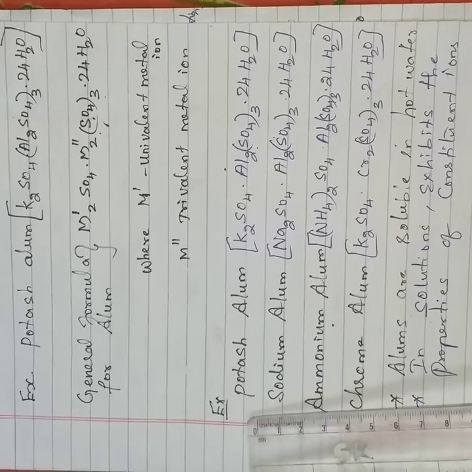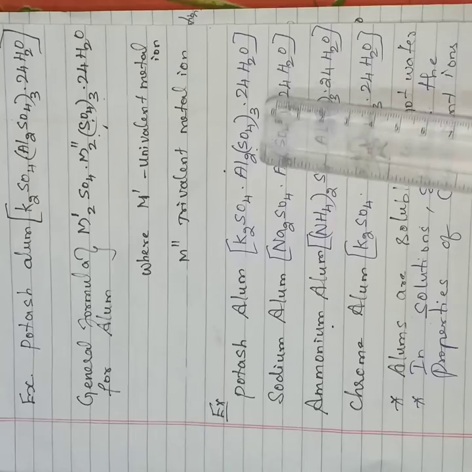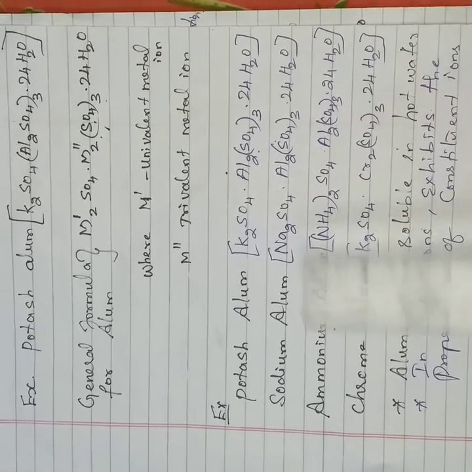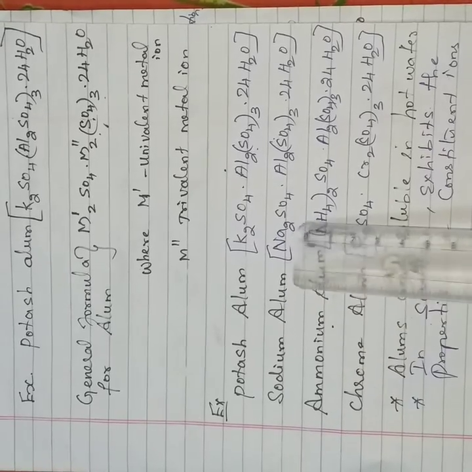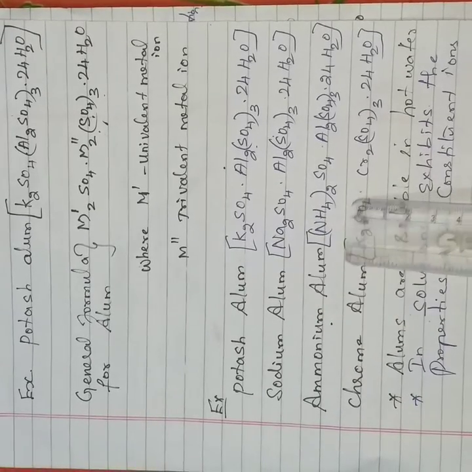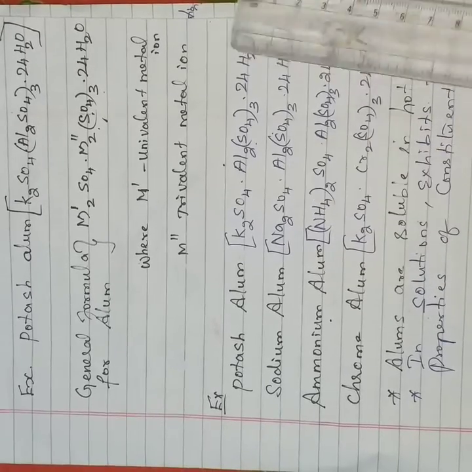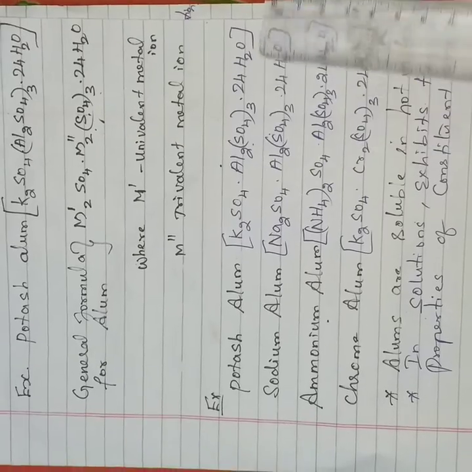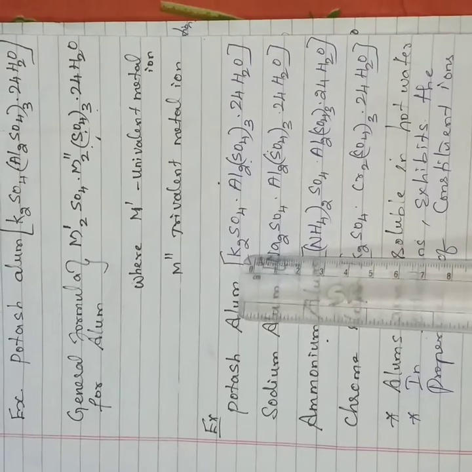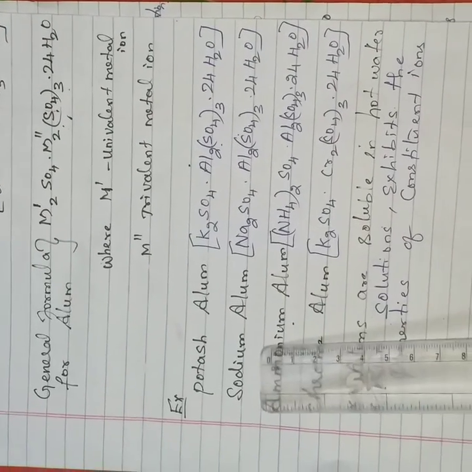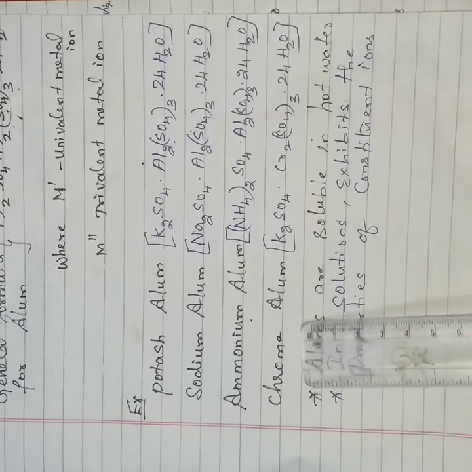Now the various examples. Potash alum has the formula K2SO4.Al2(SO4)3.24H2O. For sodium alum, instead of K2 it is Na2. For ammonium alum, instead of K and Na, it is ammonium NH4+, so it is (NH4)2SO4. The remaining compounds are the same: Al2(SO4)3.24H2O. The only difference is that K means potash alum, Na2 means sodium alum, and (NH4)2 means ammonium alum. Then one more alum is chrome alum.